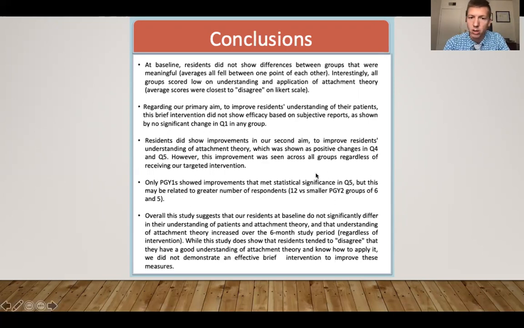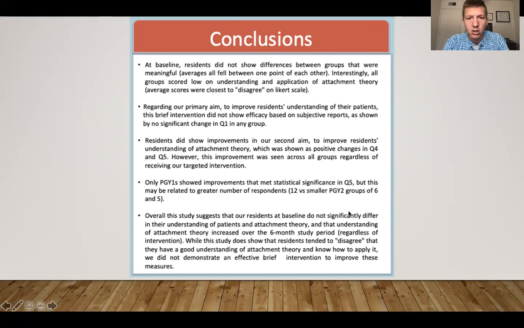Only the PGY1s showed the statistical significance mentioned. And overall, this study suggests that our residents at baseline don't significantly differ in their understanding of patients and attachment theory, and that the understanding of attachment theory increased over the 6-month period, but it was regardless of the intervention. And while it does show that residents tended to disagree that they have a good understanding of attachment theory, we didn't demonstrate an effective brief intervention to improve these measures.